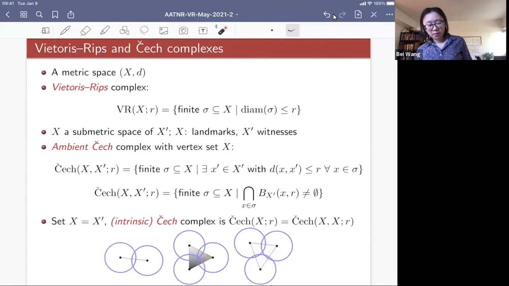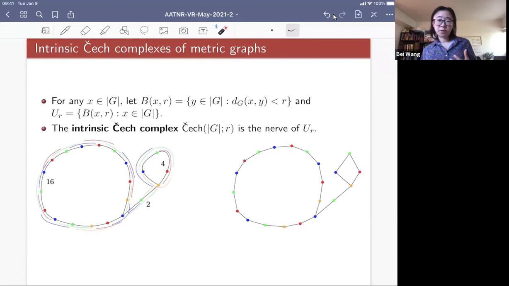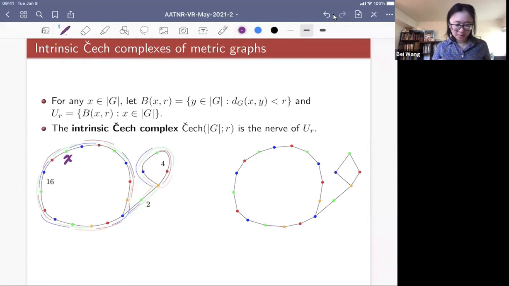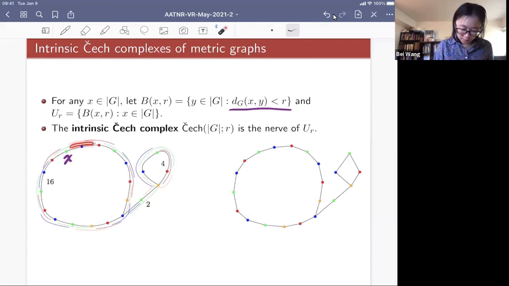But the intrinsic Čech complex has this nice thing when I'm thinking about it for metric graphs. In this particular case, on the left-hand side is my metric graph, and what I want to look at is the intrinsic ball on this metric space. For any point X in this metric graph, I look at a ball of a certain radius, and then I look at a covering of my metric graph by those intrinsic balls. The intrinsic Čech complex is just the nerve of this cover. So the left-hand side is a metric graph with the covering by open balls, and the right is the nerve of it, which corresponds to what's called the intrinsic Čech complex of the metric graph.